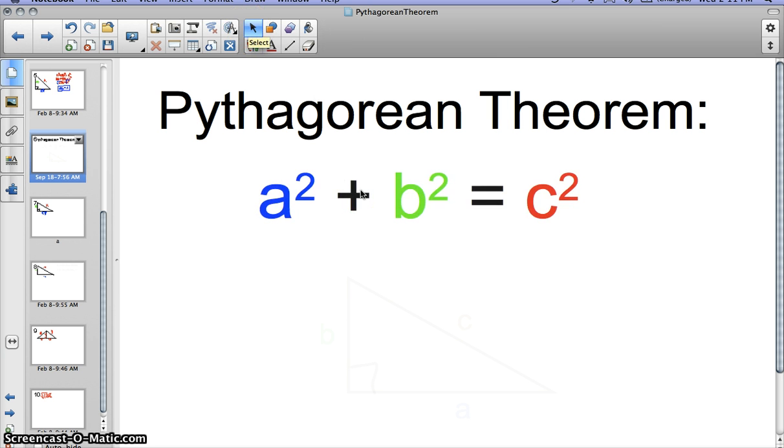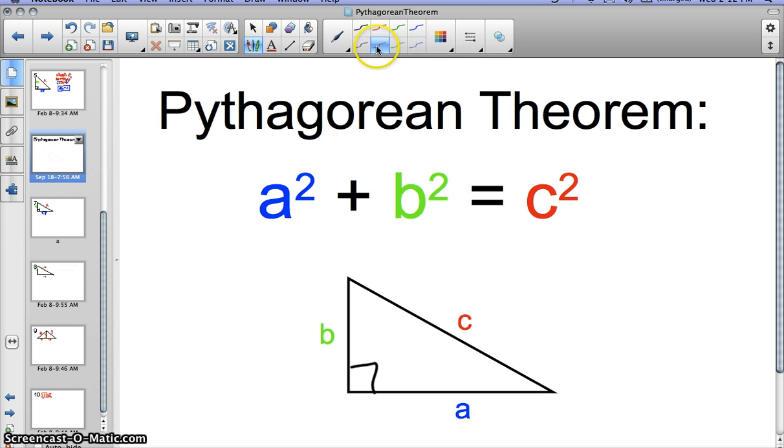Pythagorean Theorem, again, a squared plus b squared equals c squared. And obviously, here's our triangle. Remember, the only time you can use Pythagorean Theorem is when you have a right triangle. And the side that we care about is c, also known as the hypotenuse. Remember, this side is the one directly across from the 90-degree angle.